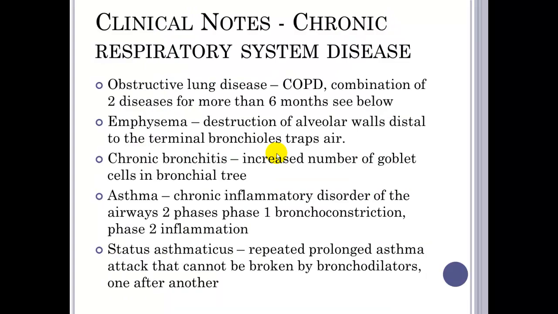Clinical notes: chronic respiratory diseases. Obstructive lung diseases are pretty much two diseases combined together for more than 6 months. Emphysema and chronic bronchitis and asthma are all separate diseases. So someone with COPD can actually have any of these three. If they have both diseases for more than 6 months, then they have chronic obstructive pulmonary disease. That's why you get variations of people that have lung disease. They can have emphysema, which is pretty much the destruction of the alveolar walls. The alveolar walls actually trap gas.